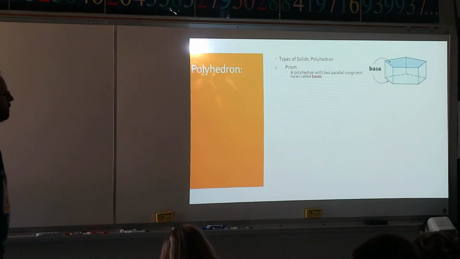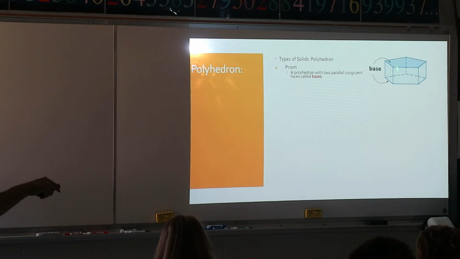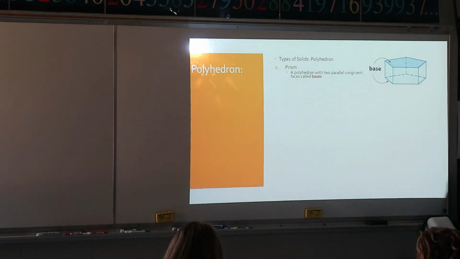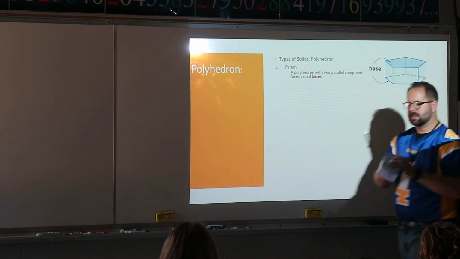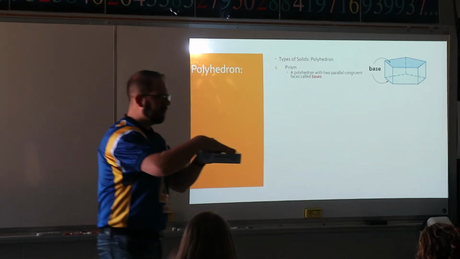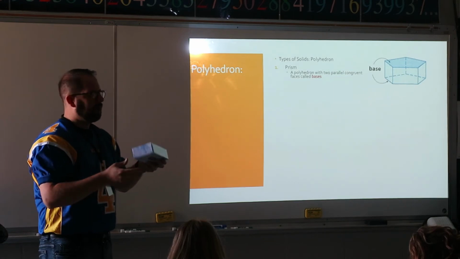So here's a picture. It's got two faces that are perfectly parallel to each other. They call those the bases. And then everything else is basically a rectangle connecting them. The example that I always show people is my little Kleenex box here. This is a prism. It's got two walls that are parallel to each other, the top and bottom, the bases, and then everything else is a rectangle connecting them.